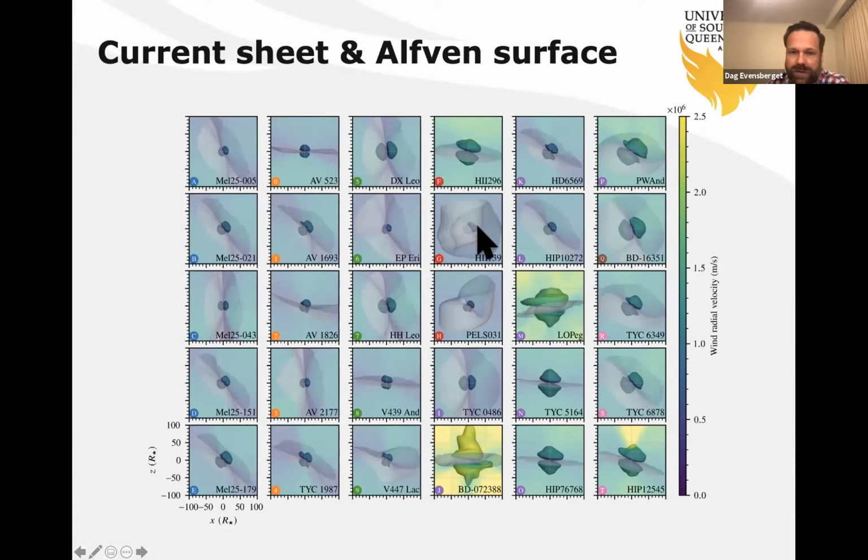If you have a rapid rotator that also has a large inclination, then you'll get this wrapping of the current sheet around the star, such as seen here. There are two sort of oddball stars here, BD-07 and LO Peg, and they are special in that they have very rapid rotation. We'll see that later as well. If you can't see it so well here from the side, the Alfven surface is pulled into a bit of a spiral shape as well.